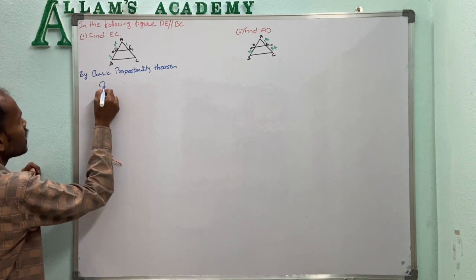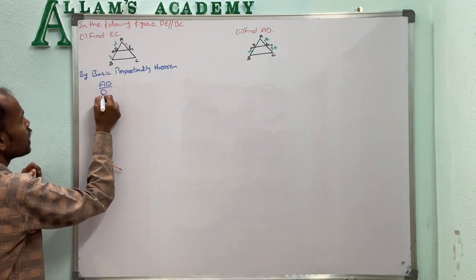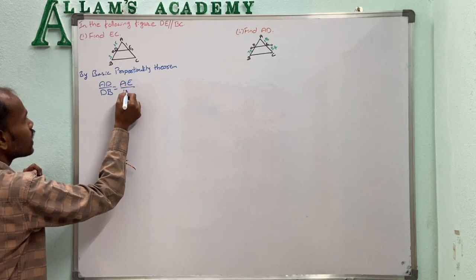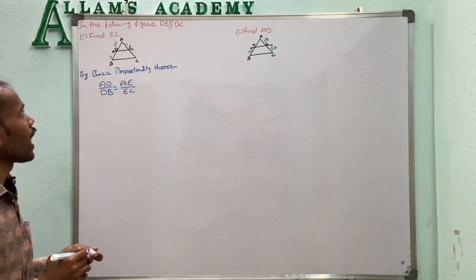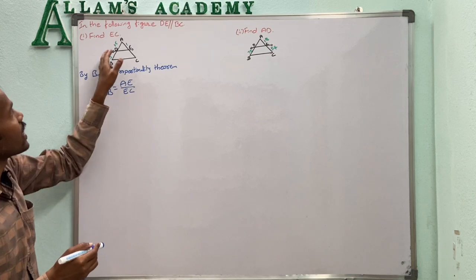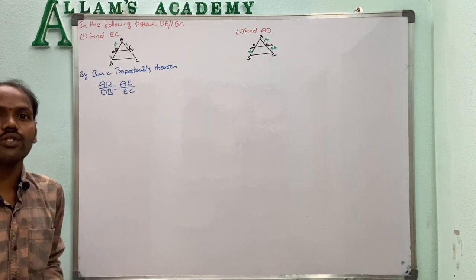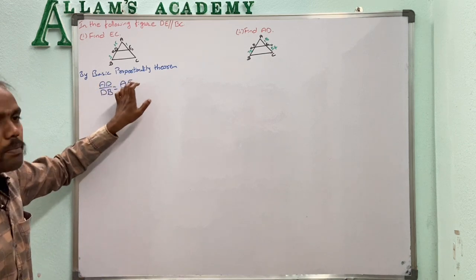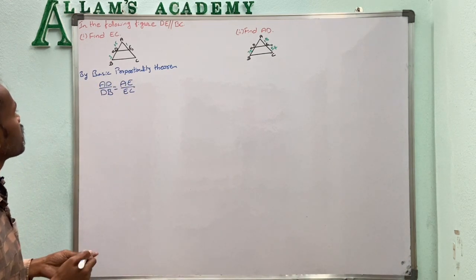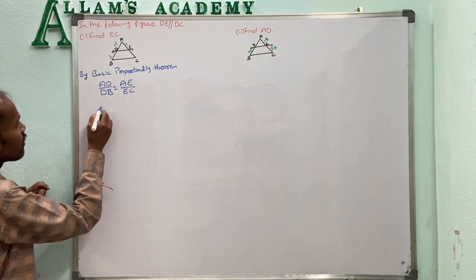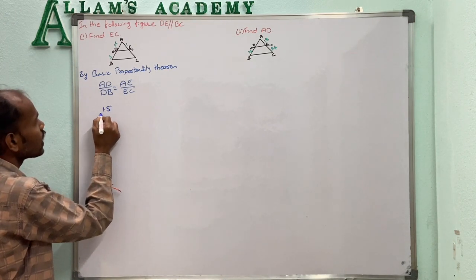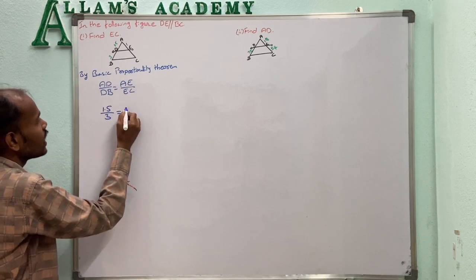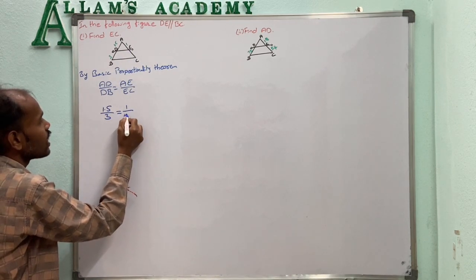we can write AD by DB equal to AE by EC. So the parallel line divides the remaining two sides in an equal ratio. So AD by DB equal to AE by EC. Now AD is given as 1.5, DB length is given as 3, and AE length 1. EC length we have to calculate.